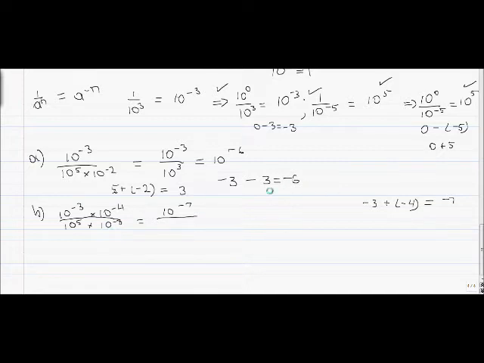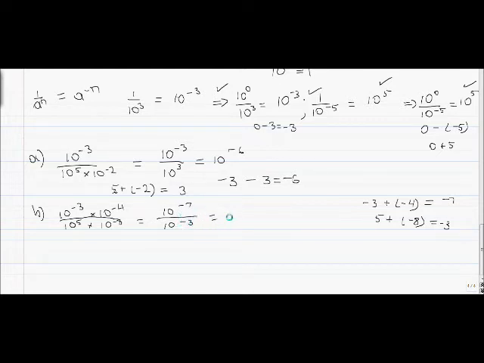For the bottom, same thing. We keep 10 for the base. 5 plus negative 8, different signs, so we should subtract: 8 minus 5 gives us 3. 8 is the greater number and it's negative, and that is the sign we keep. So it's negative 3.